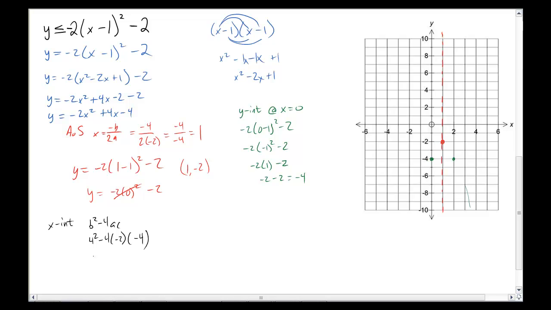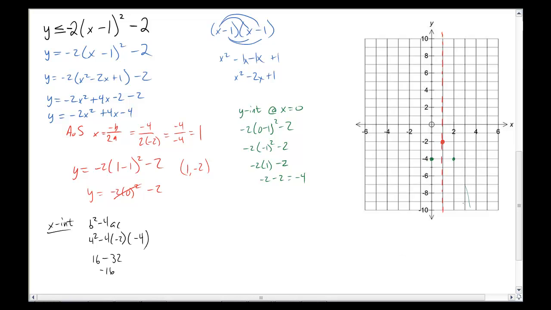If I do my work, I end up with 16 minus 4 times negative 2, which is positive 8, times negative 4 is negative 32, which gives me negative 16. And remember, when the discriminant is negative, that means that there are no solutions. Since I'm finding the solutions for the x-intercept, that means there are no x-intercepts. All right, so we've confirmed that.